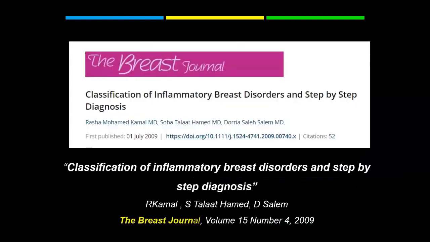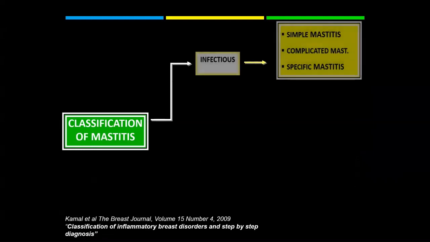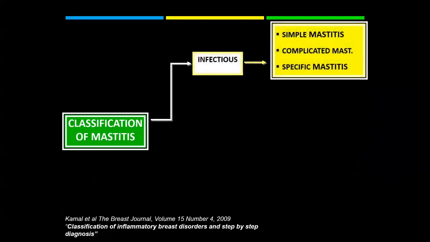And actually, my lecture today is based on some research work that I performed with some colleagues in the radiology department in Qasr Al Aini. We published it in 2009. And in this publication, we proposed a new classification for mastitis where we classified inflammatory breast lesions into infectious mastitis, and these include simple lactational mastitis, mastitis which becomes complicated with an abscess cavity, and mastitis which occurs secondary to a specific infectious organism like TB or Pseudomonas.